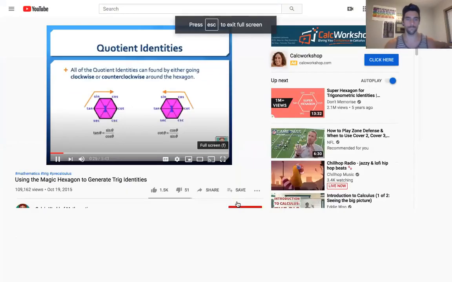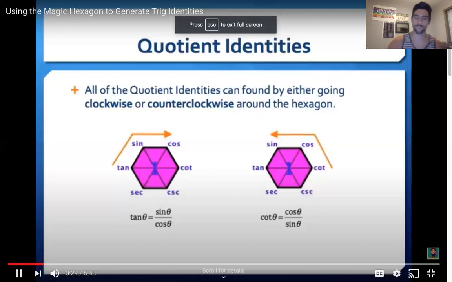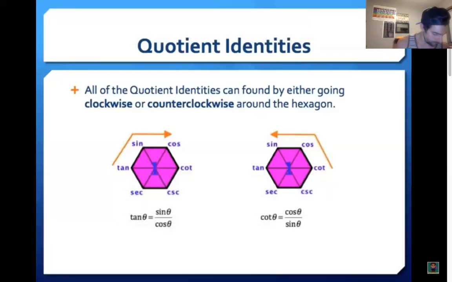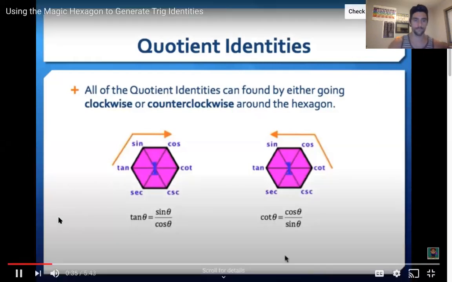For our quotient identities, all of our quotient identities can be found by either going clockwise or counterclockwise around the hexagon. In the example on the left, I'm going to explain this just really quickly, and I think I can stay here and just annotate on the screen, which would be kind of fun. So again, I just showed you how to define tangent equals sine over cosine, where it comes from the unit circle. If you're wondering, does it really work? Can I just go clockwise or counterclockwise?